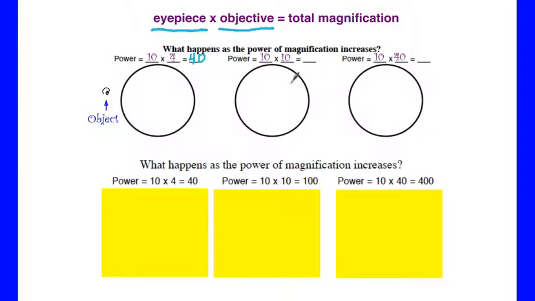and that would give us a total magnification of 40. So if we took our same eyepiece of 10 and we had our mid-power objective, which would also be 10, then we would multiply 10 times 10 to get 100. And if we wanted to calculate our high-power magnification, we would take our eyepiece of 10, and our high-power objective will be 40, and so 10 times 40 is 400.